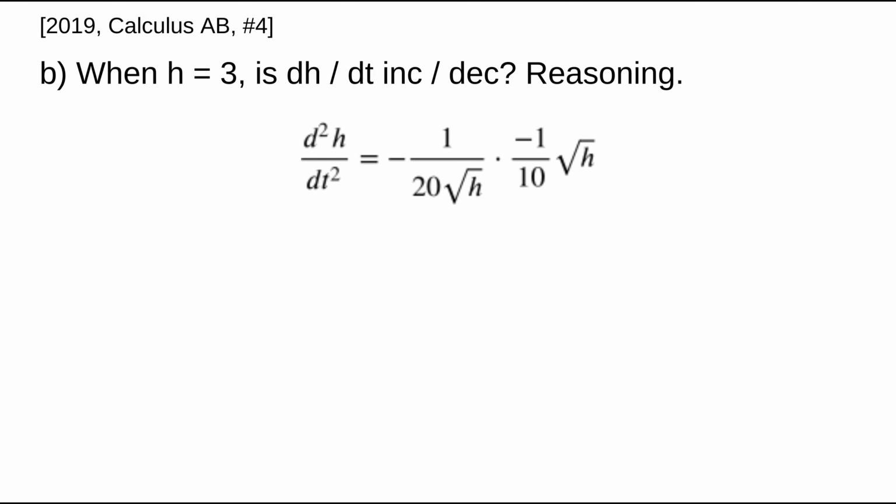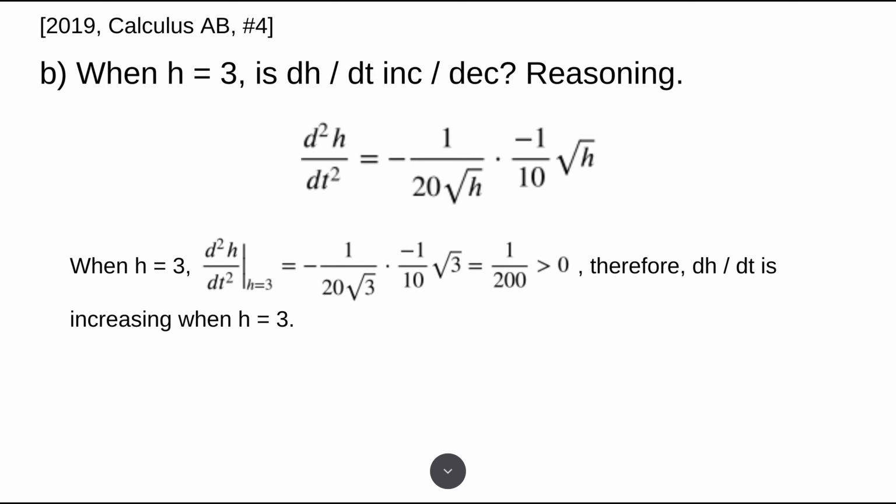And notice that that is constant. When h is 3, the square root of 3's cancel out, as they would for any value of h. We just get positive 1 over 200, but what's important here is that we get a positive number. So at h equals 3, or when the height of the water in the rain barrel is 3, dH/dt is increasing because 1 over 200 is positive.